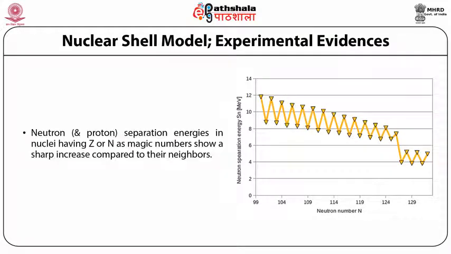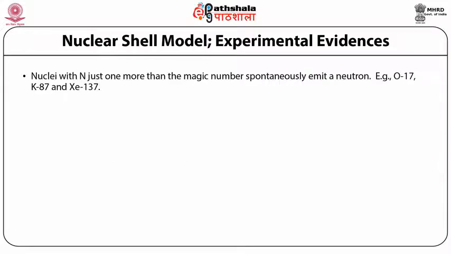It means that neutron and proton separation energy in nuclei having Z or N as magic numbers show a sharp increase compared to their neighbors. So this is what is being observed. Nuclear shell model, experimental evidences.